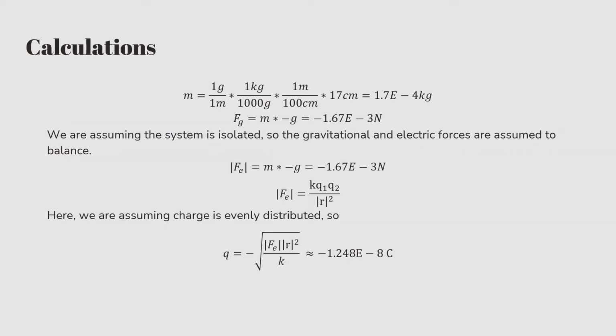So the calculations for the experiment, we first took the mass over length ratio for a piece of tape, and we found the mass in kilograms of the piece of tape, and then we found the gravitational force. Because we don't yet know the charges on the individual pieces of tape, we were then able to plug this into the electric force equation using the magnitudes, and we're able to conclude that the charge on one piece of tape was equal to roughly negative 1.248 times 10 to the negative 8 coulombs.